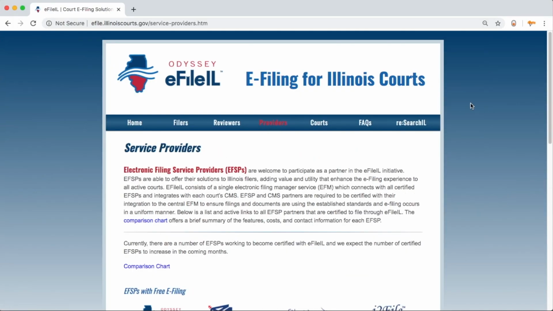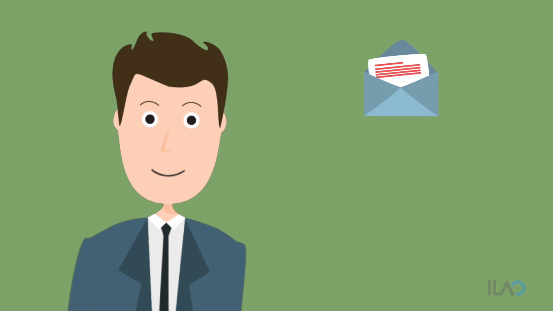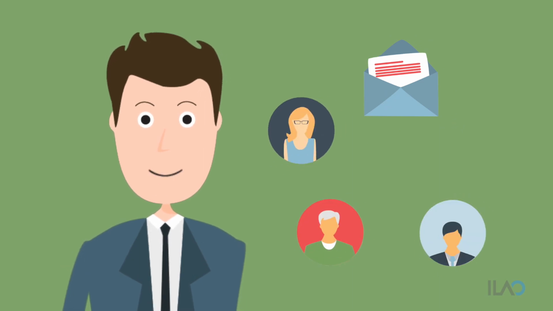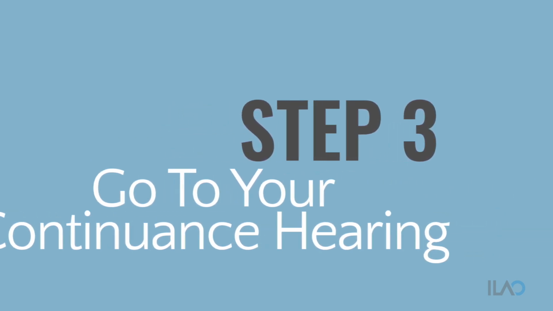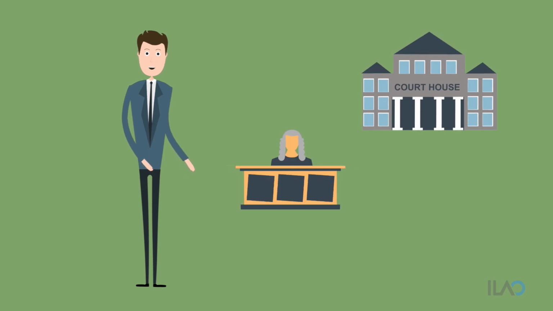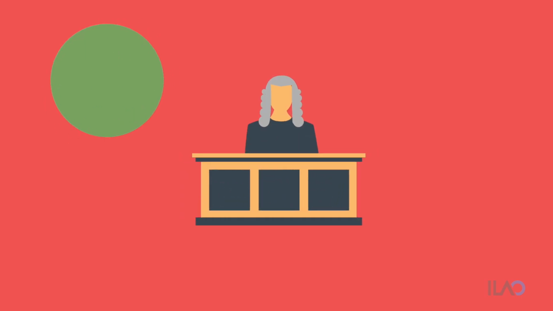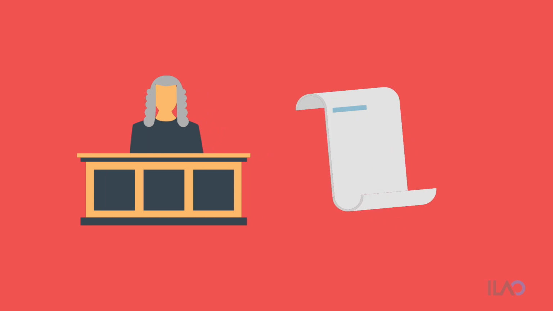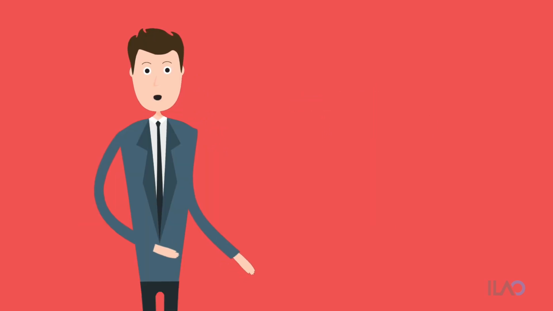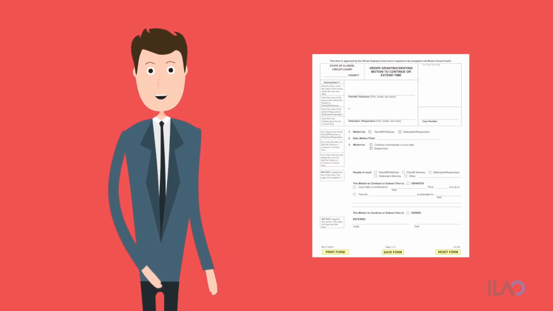Once you've picked a provider, create an account and then follow the steps to look up your case and file your documents. And don't forget to notify the other parties in your case as you described in your proof of delivery. Step 3. Go to your continuance hearing. Your continuance hearing is when you go to court to explain to the judge why you need to change your original court date. The other parties are allowed to come too. They can argue that the court date shouldn't be changed. After the judge has heard your arguments, they will make a decision. They will fill out and sign the order form you prepared. Do not leave the courtroom without a copy of this order. If your motion was granted, it will have the new date and time of your court date.